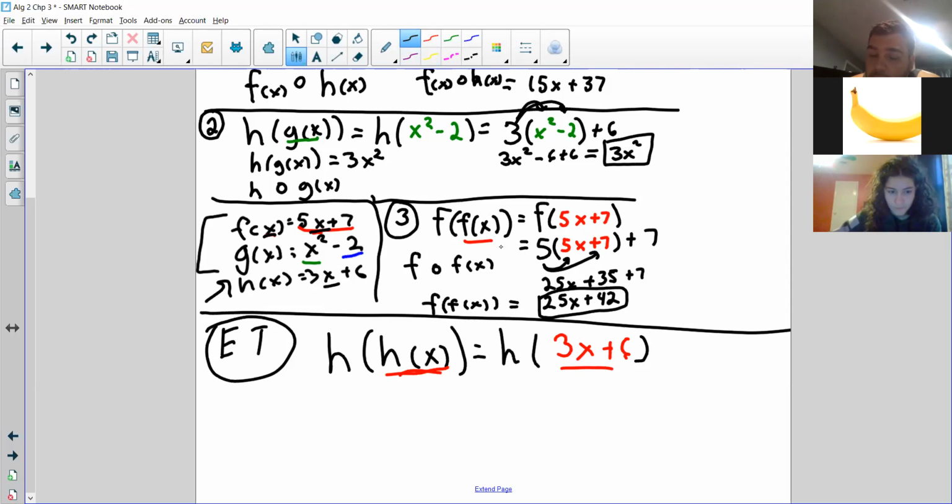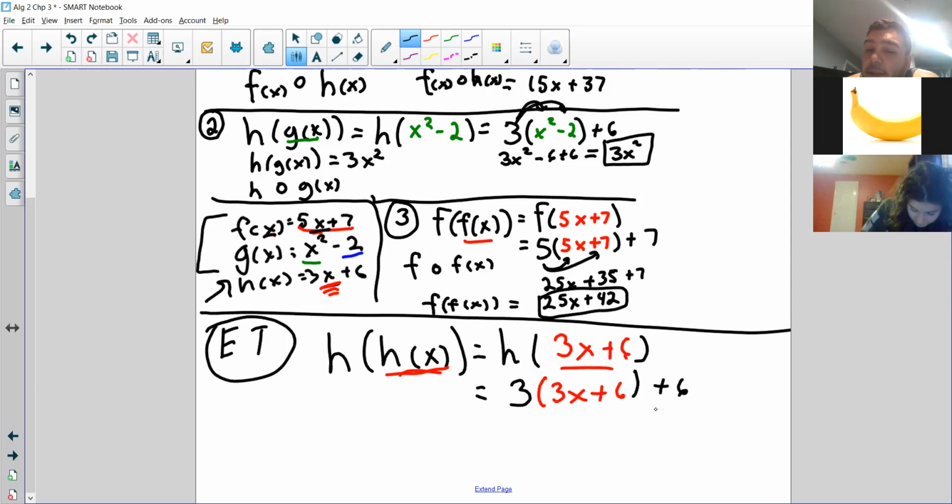Okay. Next part. We're going to now take the 3x plus 6, and I'm going to plug it into the x right here. This is like another iteration of h of x. They are the same values, but they're not the same versions of them. One is the bigger version, and one's the smaller version, and one's inside. That's where I'm getting confused. So it should look like 3 times 3x plus 6, plus 6.